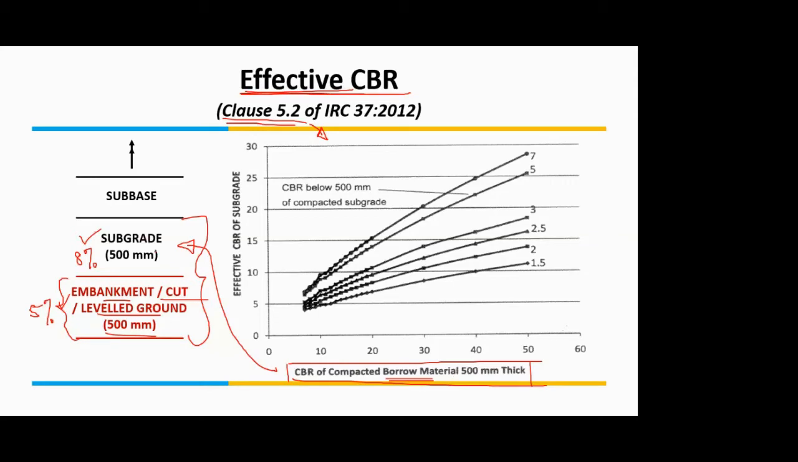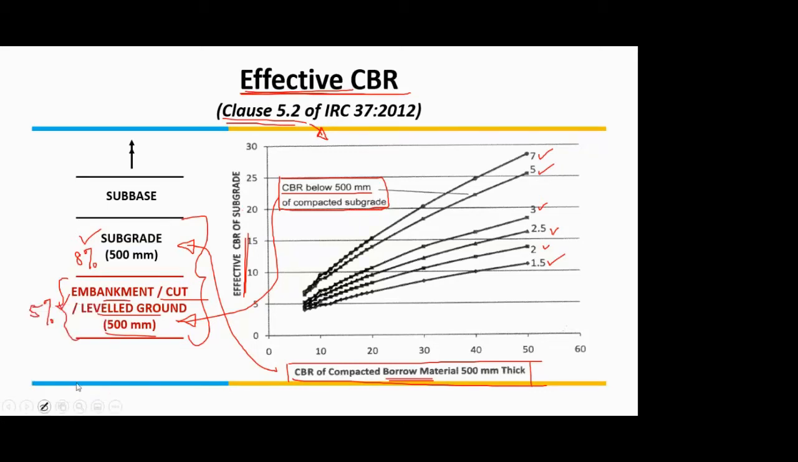So this is the subgrade CBR, it is plotted on the x-axis, and the y-axis will give you the effective CBR value. And the curves you see over here, 7, 5, 3, 2.5 like this, are the curves for CBR below 500 mm of compacted subgrade. So this is nothing but this statement. It means the layer, or the 500 mm, which is below the subgrade. Okay. So it's a very simple process.